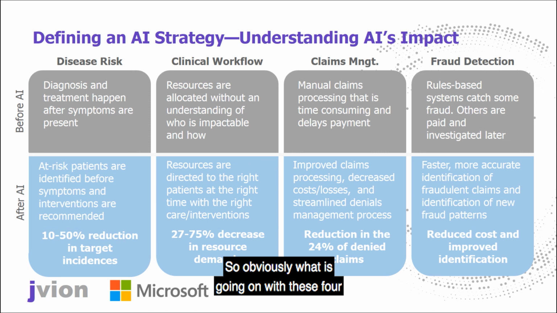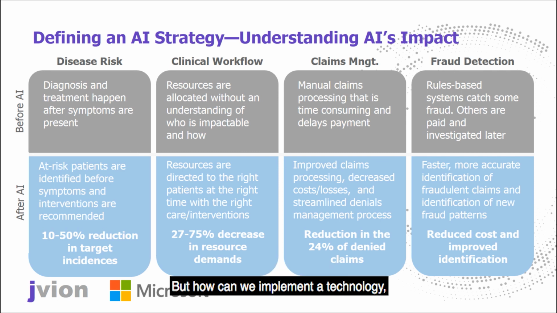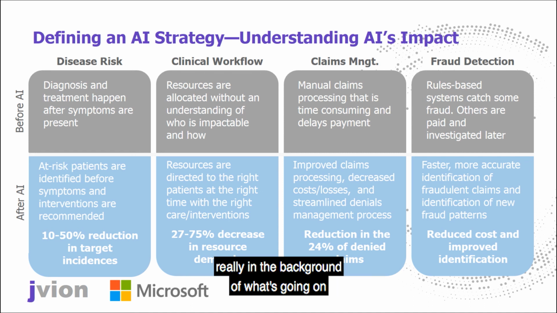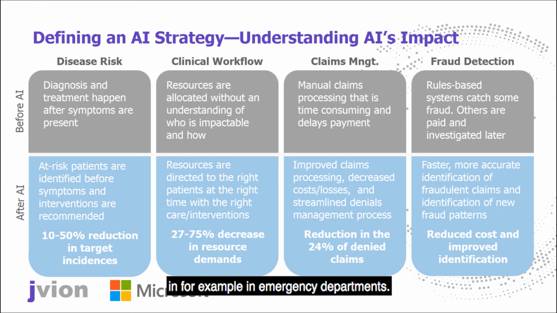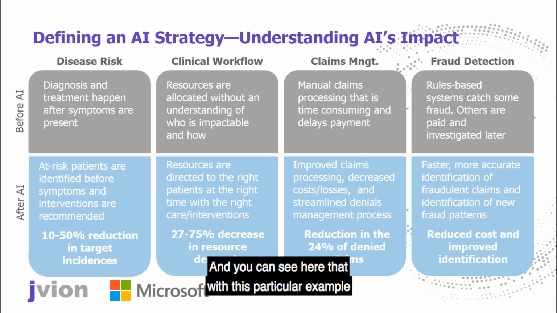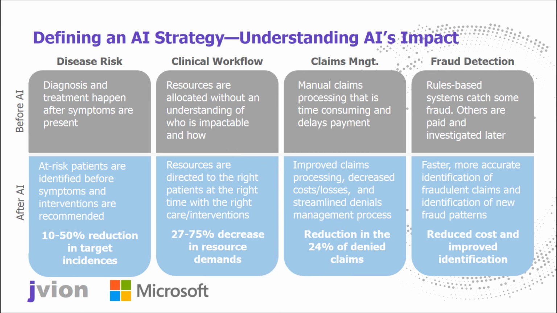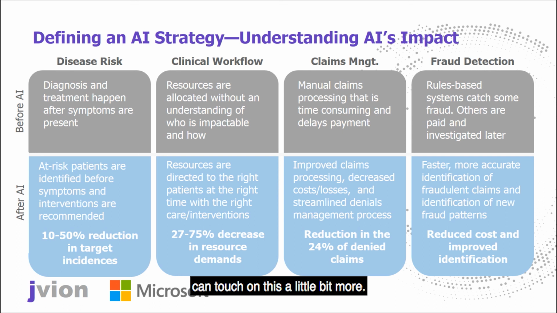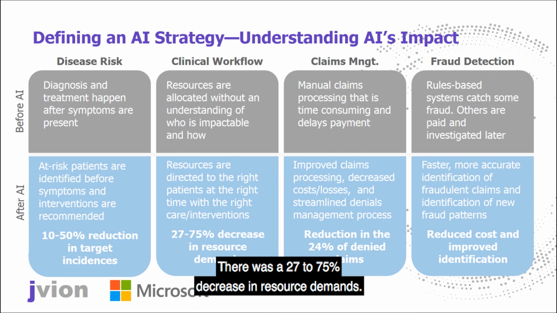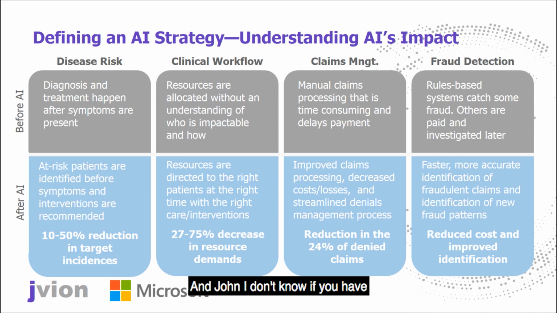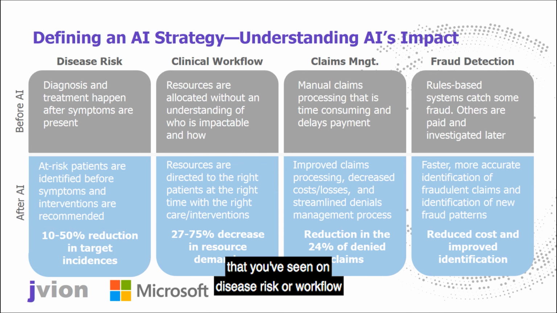So this next slide, I think when I look at this, I think of before and after. So obviously, what is going on with these four different areas, for example, clinical workflow before AI, and I talked a little bit about that when I mentioned staffing, but how can we implement a technology, and from my perspective as a clinician, really in the background of what's going on, for example, in the emergency department, so that we're working more efficiently and really redirecting our efforts towards that clinical care. And you can see here that with this particular example, when we did implement AI, and John can touch on this a little bit more, there was a 27 to 75% decrease in resource demand. So you're getting the right care to the right patient at the right time.